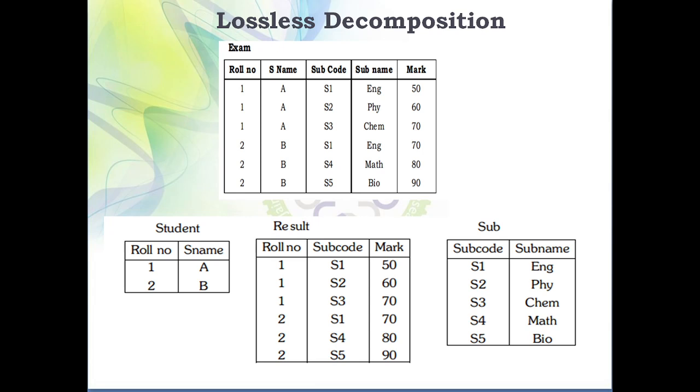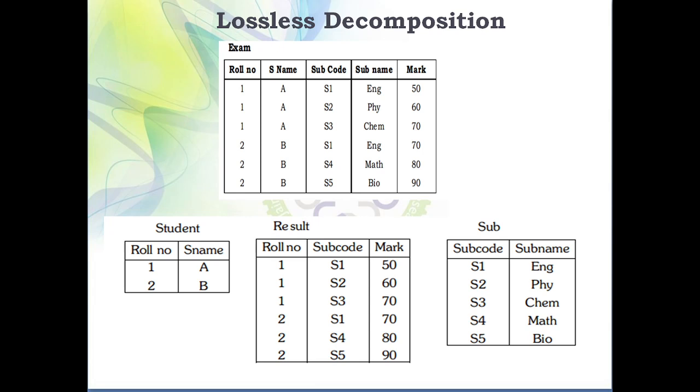The second thing is that once you join all these subtables, you get the original table back. This is another thing you should know about lossless decomposition. We are not going to lose any information. Whatever information is present in the original table will remain as it is in the subtables, and if you combine all the subtables, you get the original table back. This is the main feature of lossless decomposition.